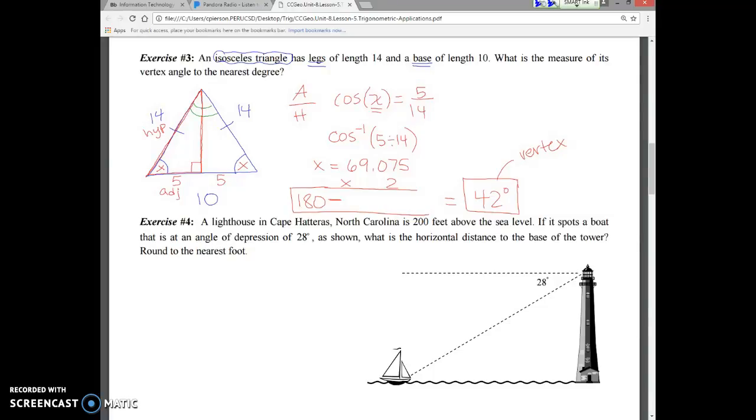For exercise 4, a lighthouse at Cape Hatteras, North Carolina is 200 feet above sea level, so I'm going to mark that in. If it spots a boat at an angle of depression, we haven't really talked about that much, but if you notice, an angle of depression creates parallel lines even if one is invisible, so you can use this as 28 degrees because those are alternate interior angles. It's shown in the diagram. What is the horizontal distance from the base of the tower to the boat?